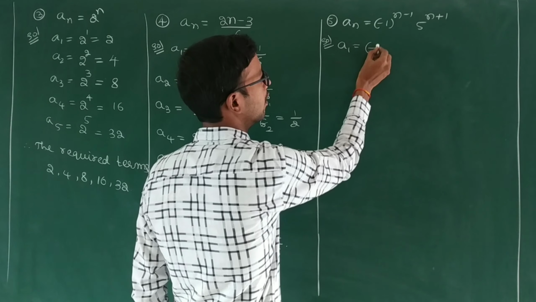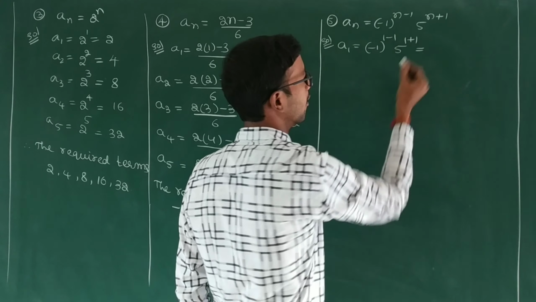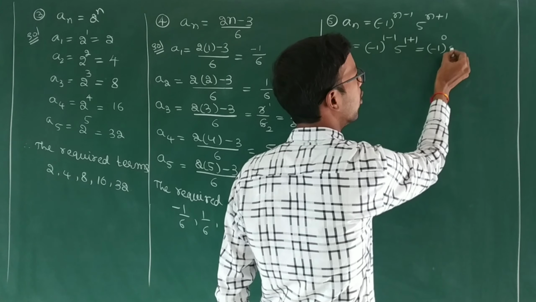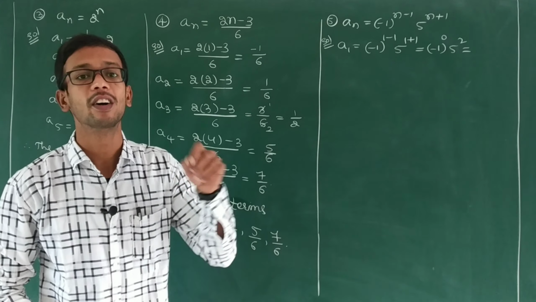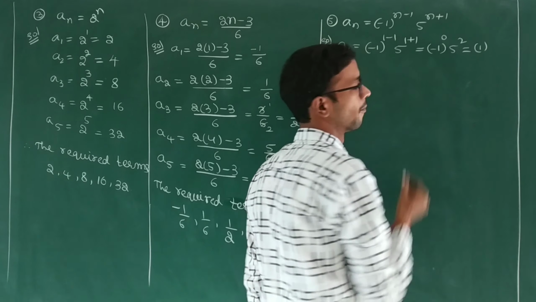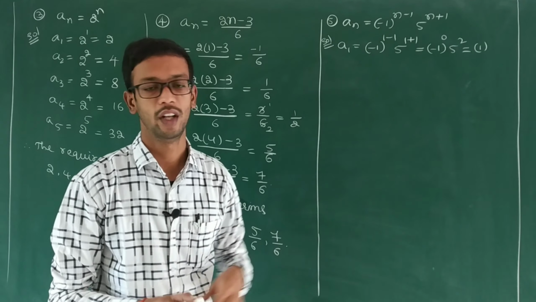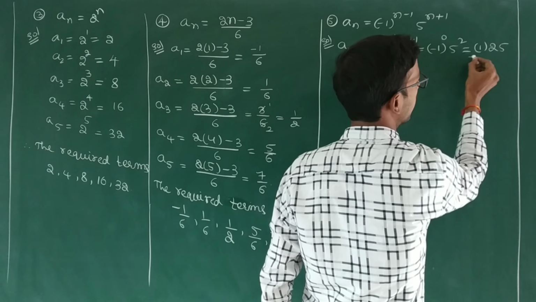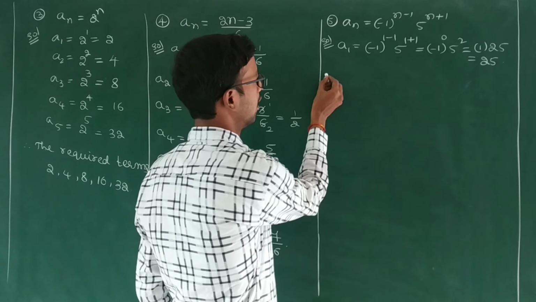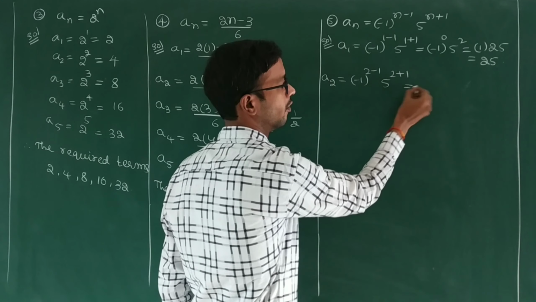Here, a1: just substitute n equal to 1. Minus 1 power 1 minus 1, 5 power 1 plus 1, that is minus 1 power 0 and 5 square. Any number power 0 is 1, so minus 1 power 0 is 1. 5 square is 25. So a1 is 25.